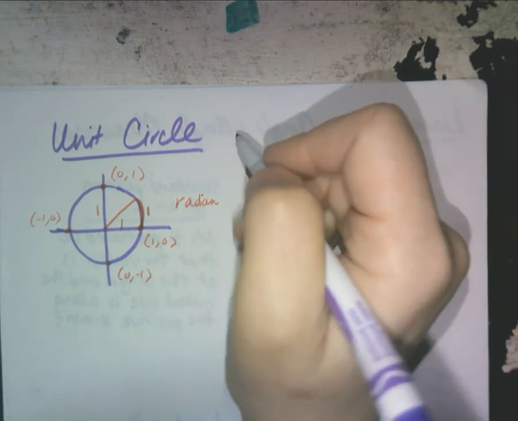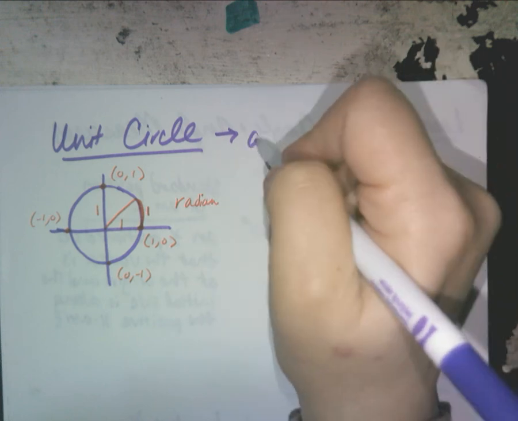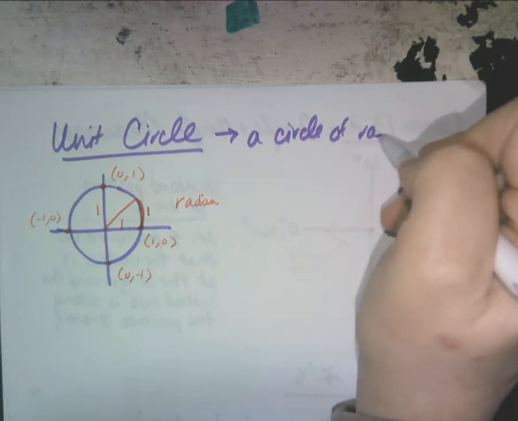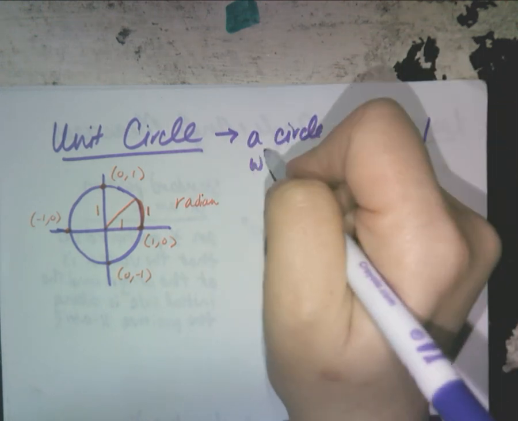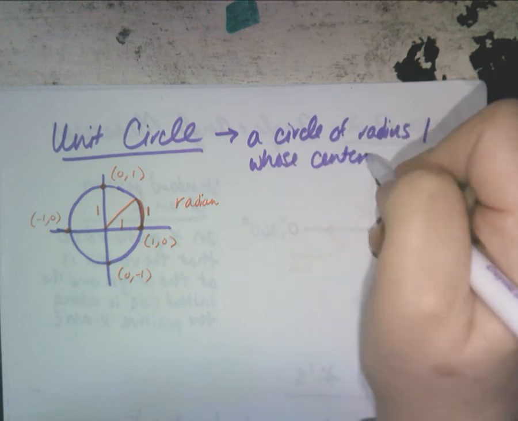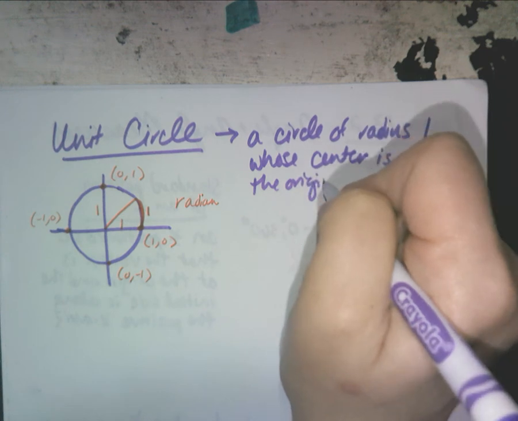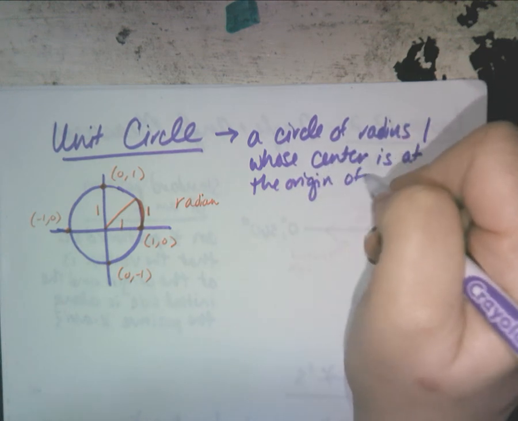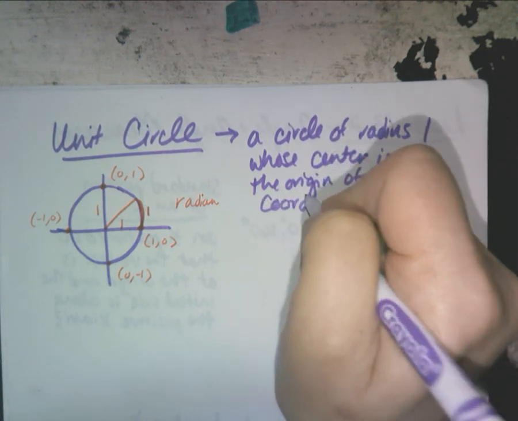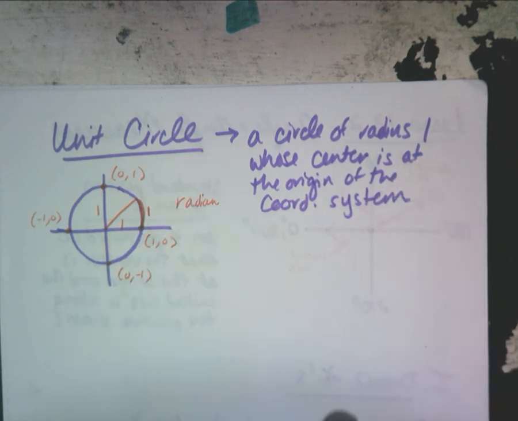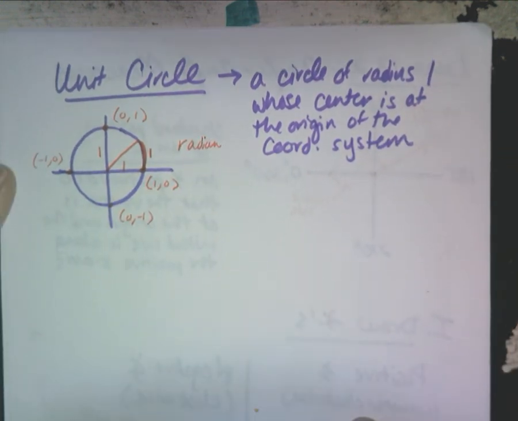So let me give you some little definitions here. A unit circle by definition is a circle of radius 1 whose center is at the origin of the coordinate system. You will develop more understanding of the unit circle when we get to that section. You'll actually have to memorize the unit circle. Yay. Ask your friends in calculus how much they love it.